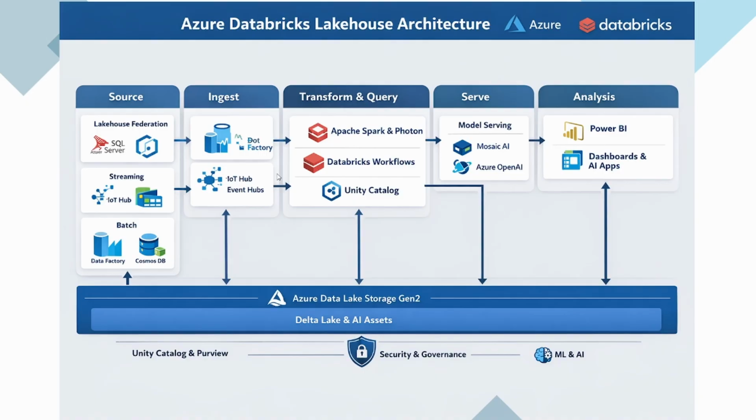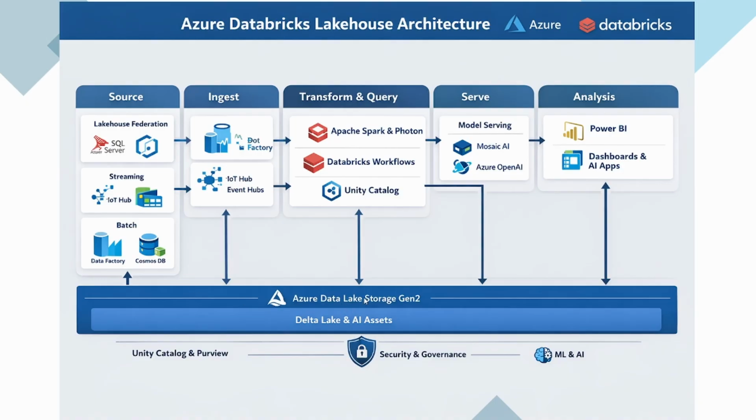The key thing to remember here is this. No matter how the data comes in, it's governed from day one by Unity Catalog. Security, access control, and lineage are not afterthoughts. They're built in. Now let's talk about storage.